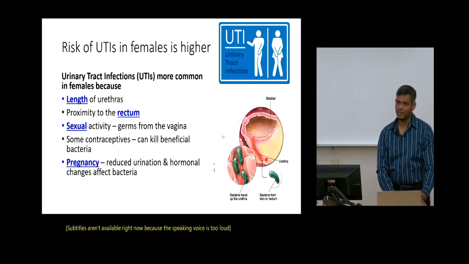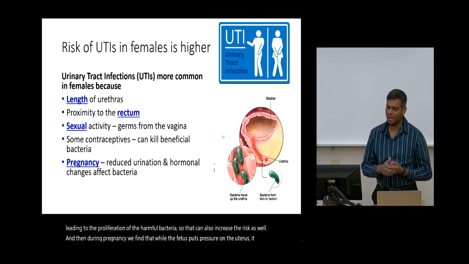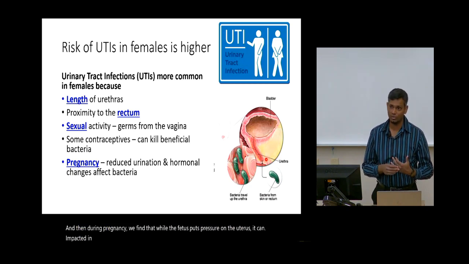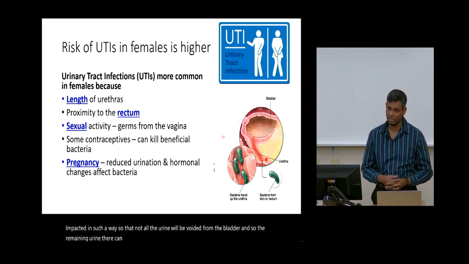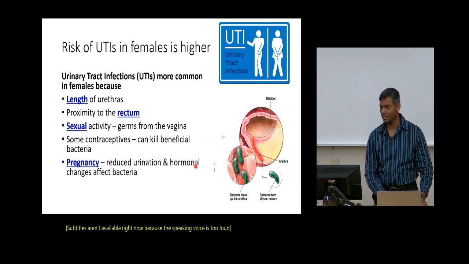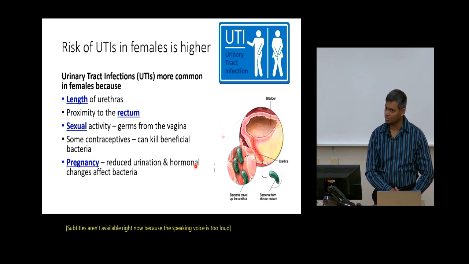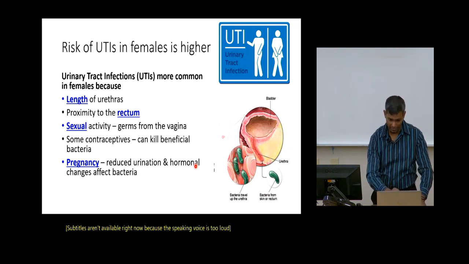And then during pregnancy, we find that the fetus puts pressure on the uterus, and it can impact it in such a way that not all the urine will be voided from the bladder, and so the remaining urine there can also increase the risk of certain bacterial proliferation. And during pregnancy, there can be changes in the hormone levels, which will also affect which type of bacteria can survive, and this could lead to the harmful bacteria proliferating.